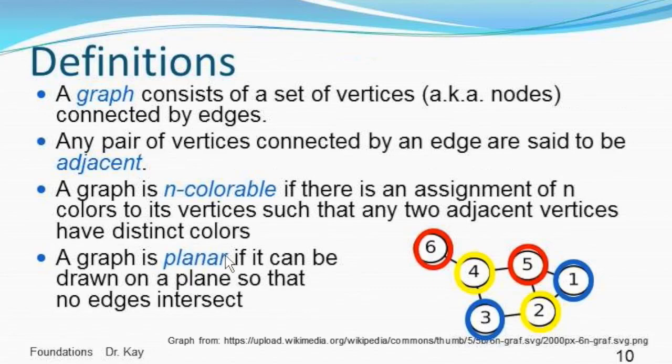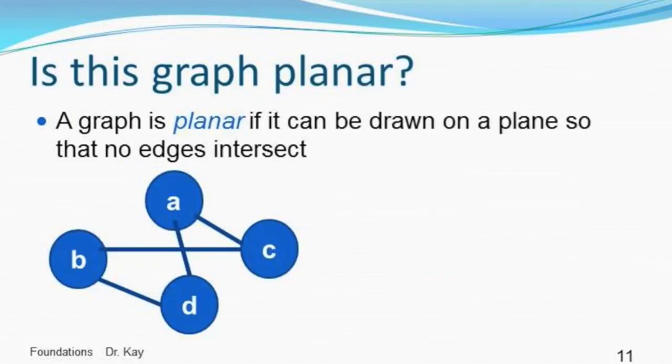Another definition, a graph is planar if it can be drawn on a plane so that no edges intersect. So this graph here is planar. Here's another picture of a graph. There's the definition again. So do you think this graph is planar? And this is really a trick question at some level. Obviously, it doesn't look like it's planar because it does have two edges intersecting.